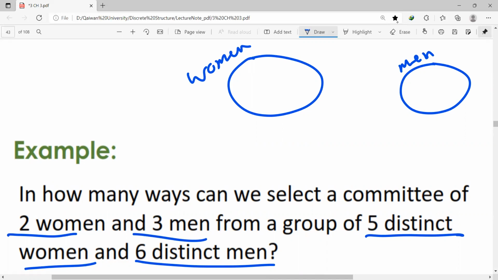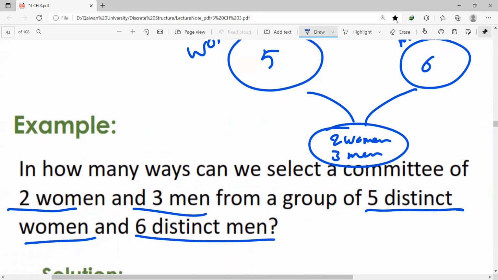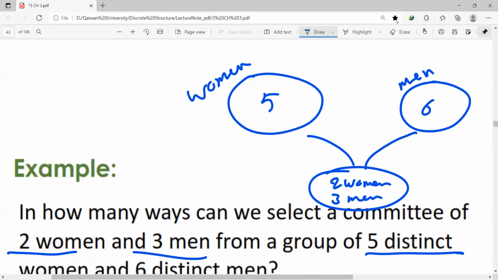In the women group, we have 5 distinct women. In the men, we have 6 distinct men. From these 2, we want to make a committee of 2 women and 3 men. We want to make this group. Okay. How to make this? In how many ways can we make this group?